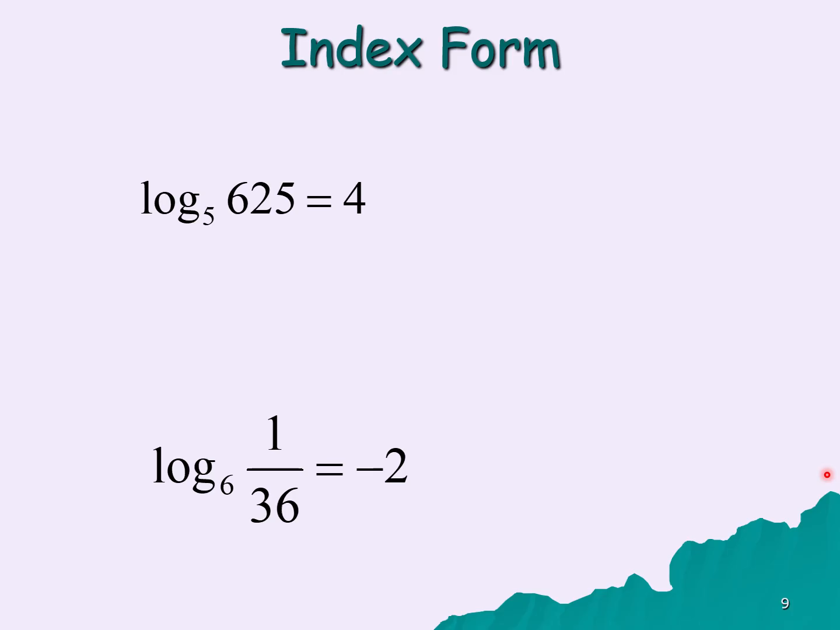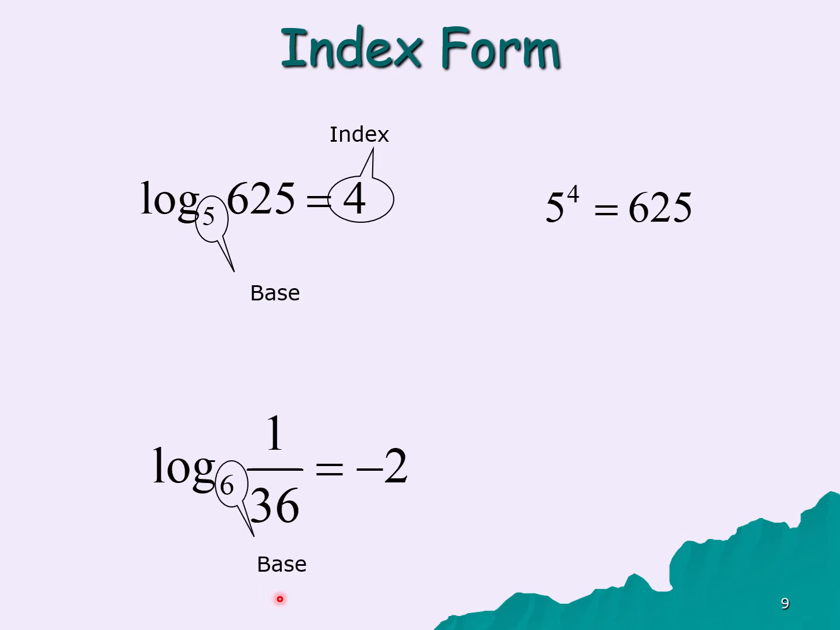It's not difficult, isn't it? Again, we look out for what the base is and what the index is. I know that the base is 5, so 5 to the power of 4 gives me 625. Now for the second example, again, I know that the base is equal to 6 and the index is -2. So rewriting it into index form, this gives us 6 to the power of -2, and this is equal to 1/36. Okay, well done. This is easy, right?